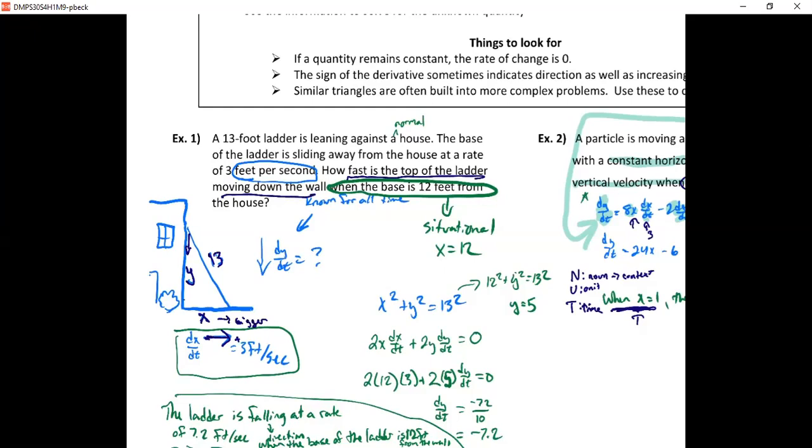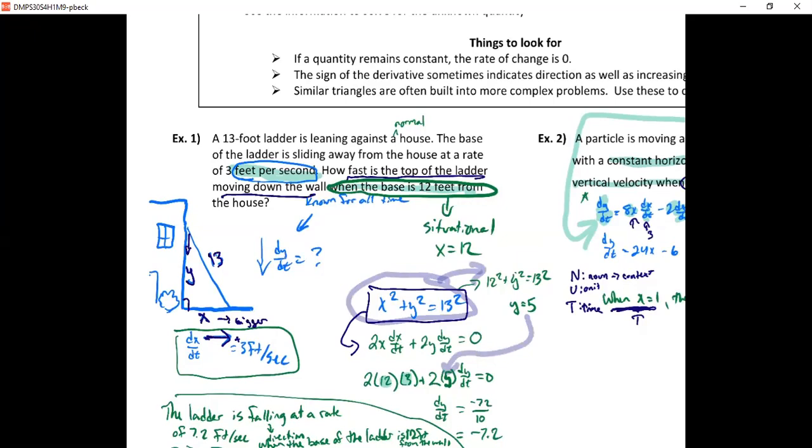So the big question is, what models this situation here? x squared plus y squared equals 13 squared. So this is a great Pythagorean theorem problem. We differentiate that with respect to time, and then we plug in the information that we know. We know that the base instantaneously is going to be 12. We know that 3 feet per second is going to be our dx/dt. What we don't know is our y value. And this is where we refer back to the overall situation. We could use the instantaneous moment to figure out our y value, and once we know our y value, we can then solve for dy/dt.